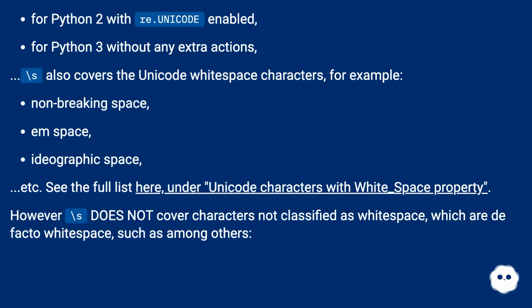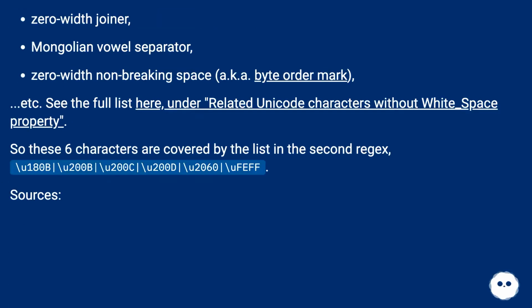However, \s does not cover characters not classified as whitespace, which are de facto whitespace, such as among others, zero width joiner, Mongolian vowel separator, zero width non-breaking space, aka byte order mark, etc. See the full list here, under related Unicode characters without White_Space property.